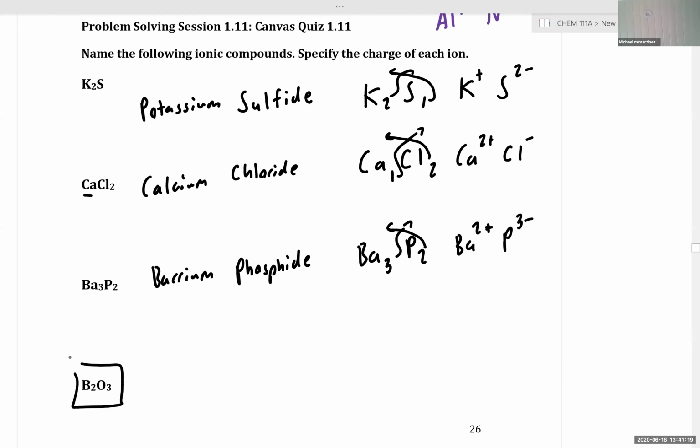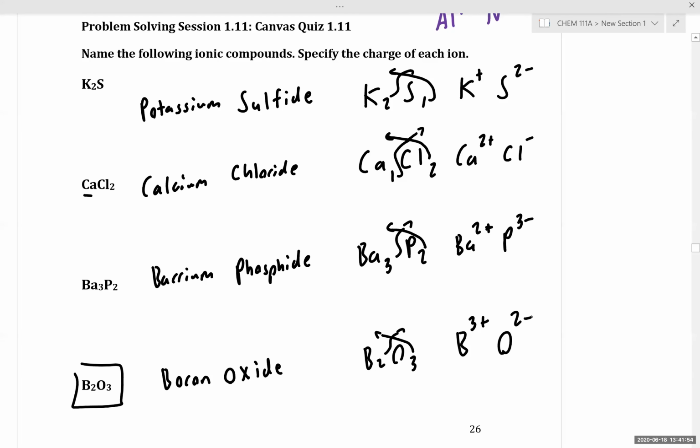Finally, for this last compound, we name our metal, which is boron. And then we name our non-metal, which is oxygen. We retain the stem and replace the ending with IDE. This is boron oxide. If we wanted to figure out the charge of each of our ions, we'd write the subscript and then cross our subscripts to give us boron 3+ and oxygen 2-.